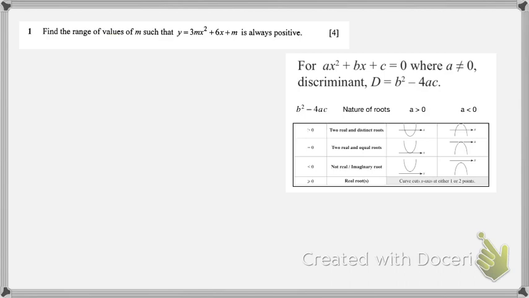If the discriminant is equal to 0, there are two real and equal roots, and the graph will cut the x-axis at one distinct point. If the discriminant is less than 0, the roots are not real, or you call it imaginary, and the curve will lie either above the x-axis or below the x-axis.